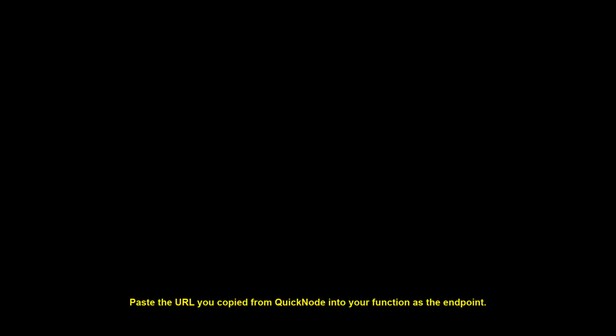Paste the URL you copied from QuickNode into your function as the endpoint. Add any necessary headers, particularly the authorization header. Use the API key provided by QuickNode in your headers. Make sure to test your function with a simple request, such as getting the latest block number. Check the response to ensure that you have successfully authenticated. If everything works as expected, you are now authenticated with QuickNode. You can proceed to make further RPC calls as needed for your project.